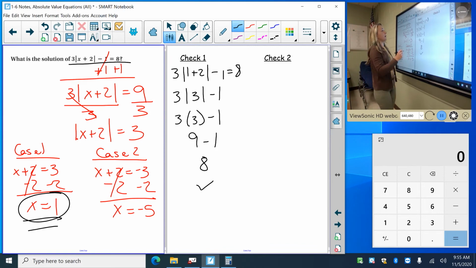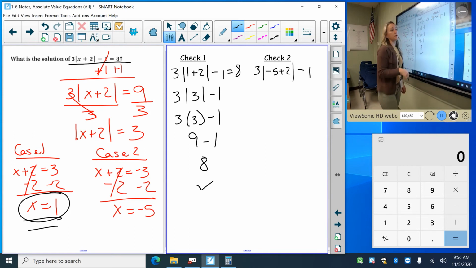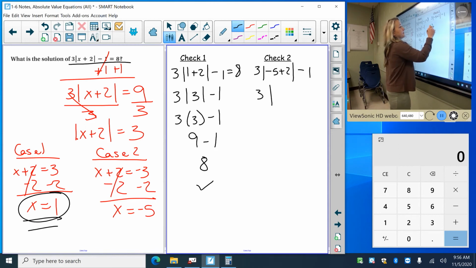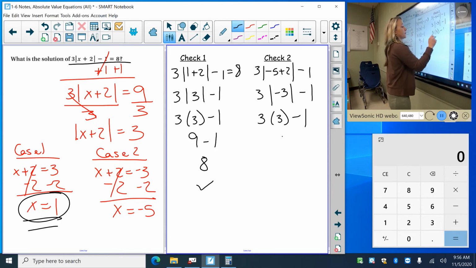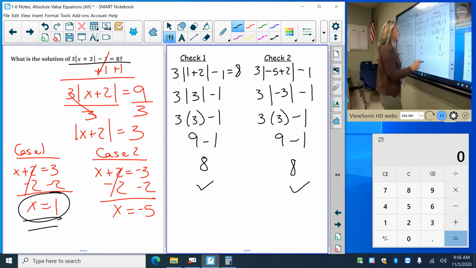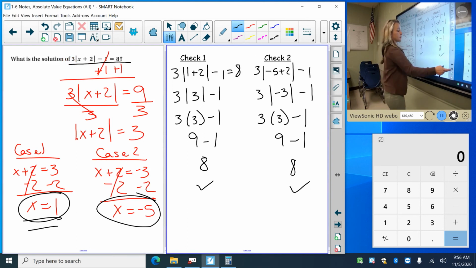Let's check negative 5. So I have 3 times the absolute value of negative 5 plus 2, minus 1. And I want that to equal 8. I'm running out of room. So I have 3 times the absolute value of negative 3, minus 1. Well, what is the absolute value of negative 3? What's the distance of negative 3 from 0? It is 3. So I have 3 times 3 minus 1, which is 8. So that one checks out as well. So that one has 2 solutions. All right, let's move on.